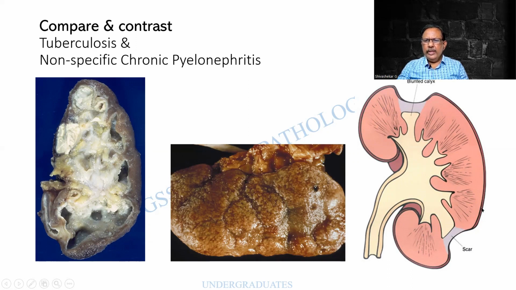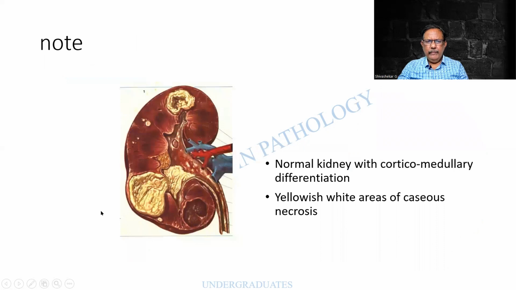If you go to Robbins, you can see this particular picture. And compare these with our friend, the tuberculosis of the kidney. I am not able to see this kind of area in this: the yellowish gray, cheesy areas. So obviously you will be able to identify this.